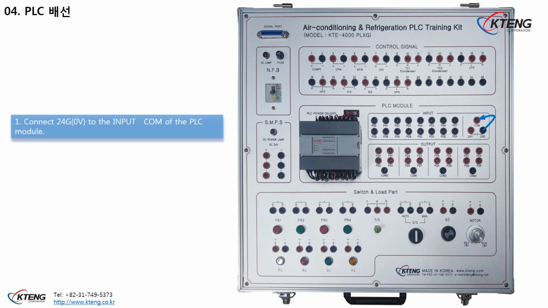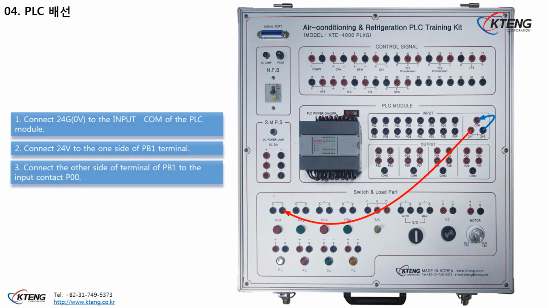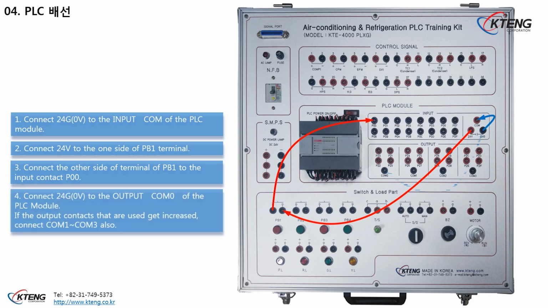Connect the 0-volt terminal to the input COM of the PLC module. Connect the 24 volts terminal to the on side of PB1 terminal. Connect the other side of terminal of PB1 to the input contact P00. Connect the 0-volt terminal to the output COM0 of the PLC module. If the output contacts that are used get increased, connect from the COM1 to the COM3 also.